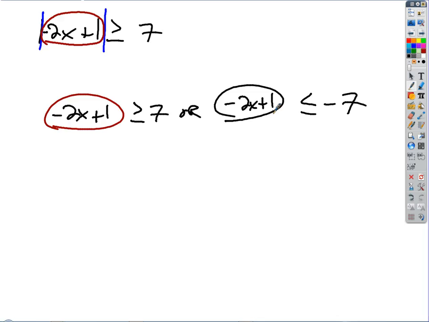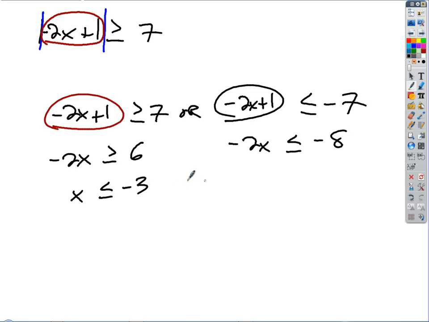So I subtract 1. And then I divide by negative 2, right? Which flips the inequalities, right? So I end up with x is less than or equal to negative 3, or x is greater than or equal to positive 4. But depending on the order that you wrote these two statements, you might have had these backwards.